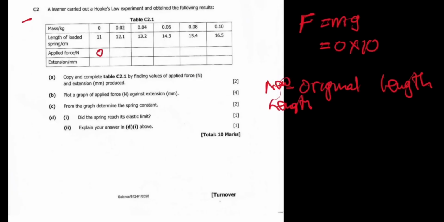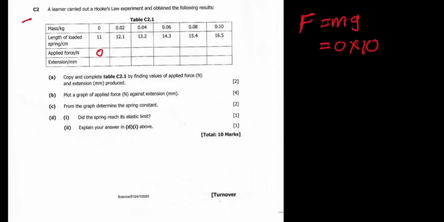That's when you get the extension. So with that, we can actually see that when you look at the extension here, it is essentially 0 because no force has been applied here. Notice that the force there is actually 0. So even the extension is going to be 0. So we're going to put 0 there.